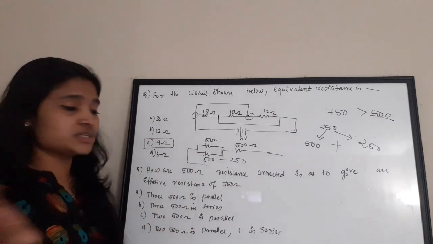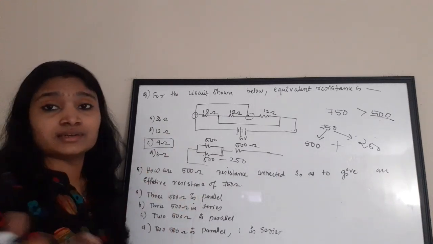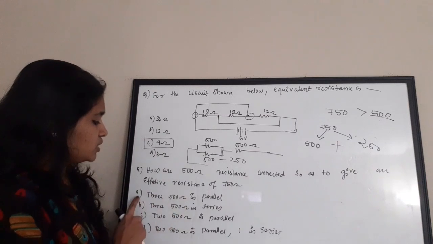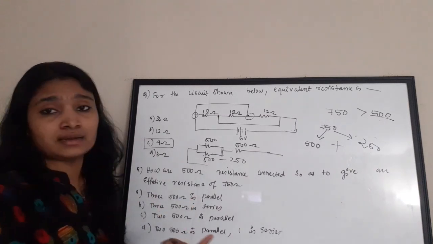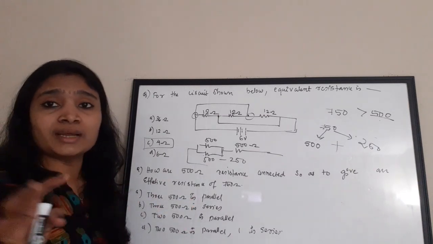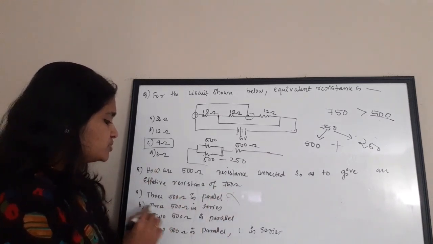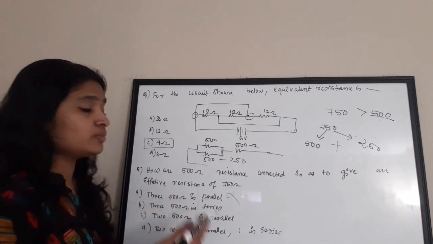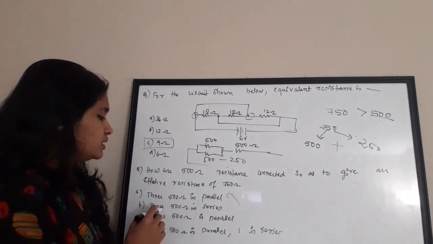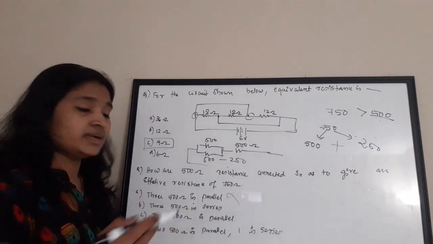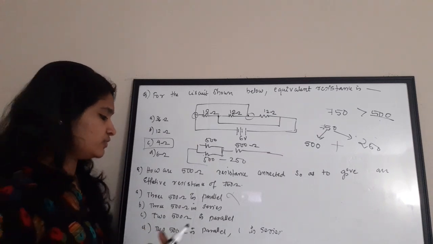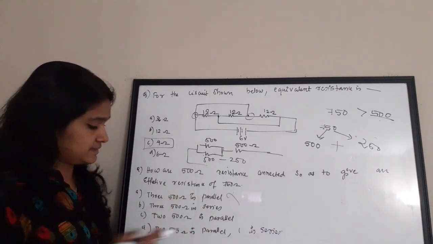Now I will read out the options once for you. Option A is three 500 ohm resistors in parallel. Will that be the case? No. 500 by 3 is not equal to 750, so it is not your correct answer. Option B is three 500 ohm resistors in series. No, because 500 plus 500 plus 500 is 1500. So it is not the correct answer.